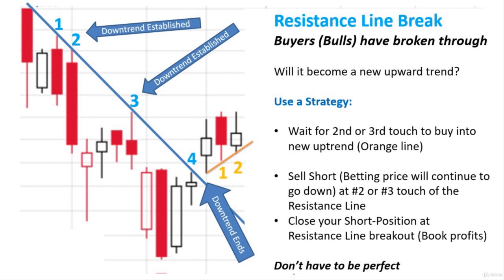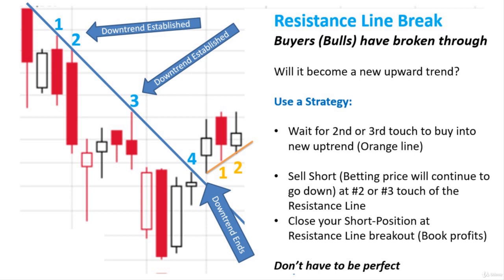You could have bought, you can see that on the second touch or the third touch that it's definitely a downtrend established. Even at the fourth touch, you could say, well, it's still part of a downtrend. And the question is, will it become a new uptrend once it's broken through, right? We're looking at, is this a false signal? It's already broken through. This whole idea is it's broken through.